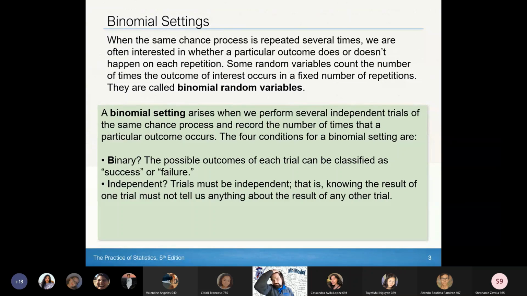Independent. Are the trials independent? Trials must be independent. That is, knowing the result of one trial must not tell us anything about the result of any other trial. This is the same definition of independent that we've seen previously. In order to be a binomial setting and have a binomial random variable and have binomial distribution, these trials must be independent.